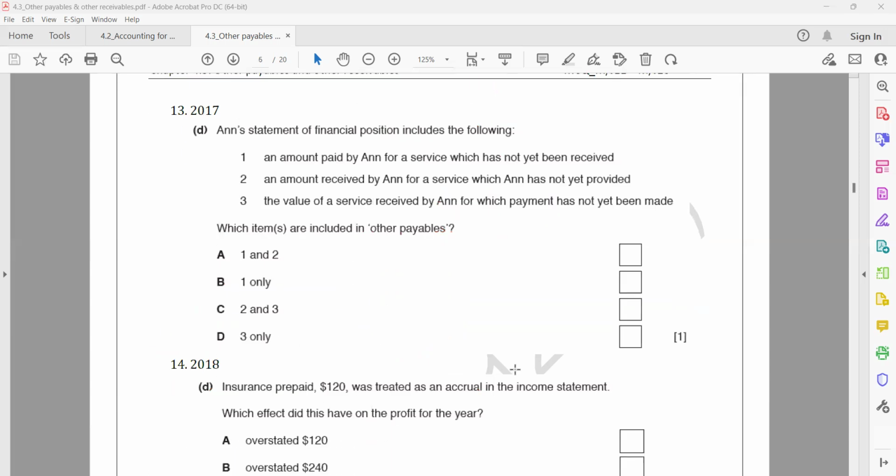Okay, question 13. The statement of financial position includes the following. So which one is considered other payable? Other payable is a liability. You get C. Okay, let's see one by one.